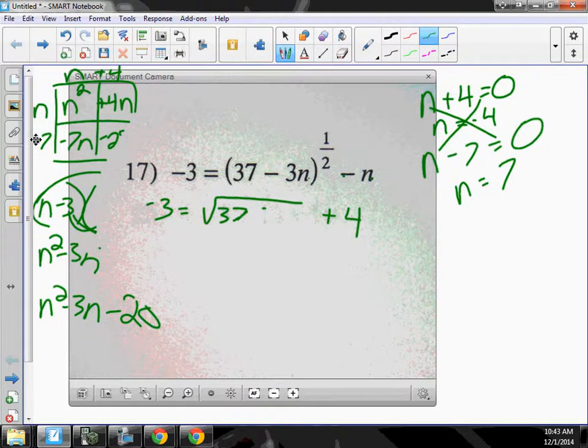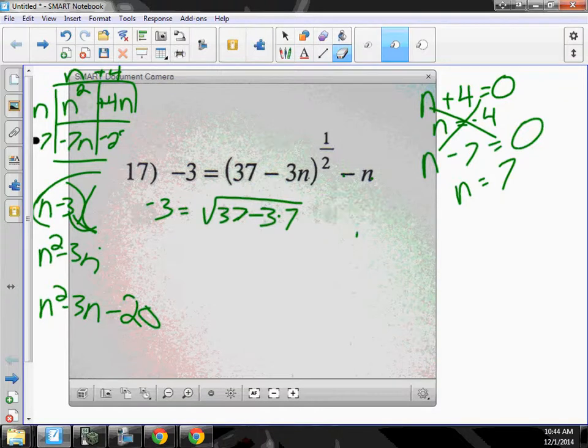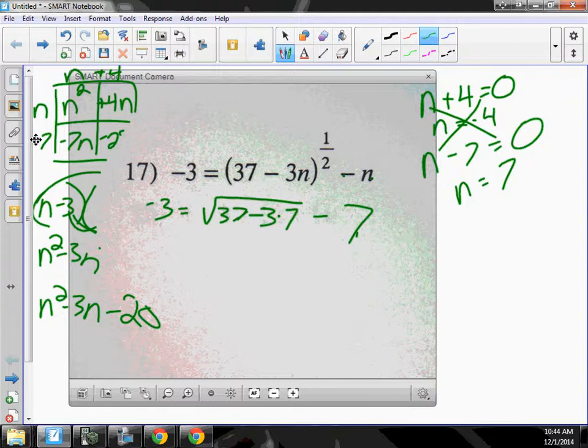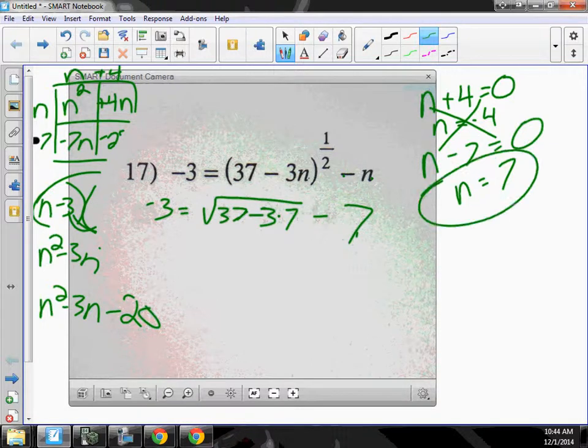So 37 minus 3 times 7. And then it won't be plus 4. It'll be minus 7. So that's 21. 37 minus 21 is 16. The square root of 16 is 4. Is 4 minus 7 equal to negative 3? Yes. So this answer does work. So it only has one solution.